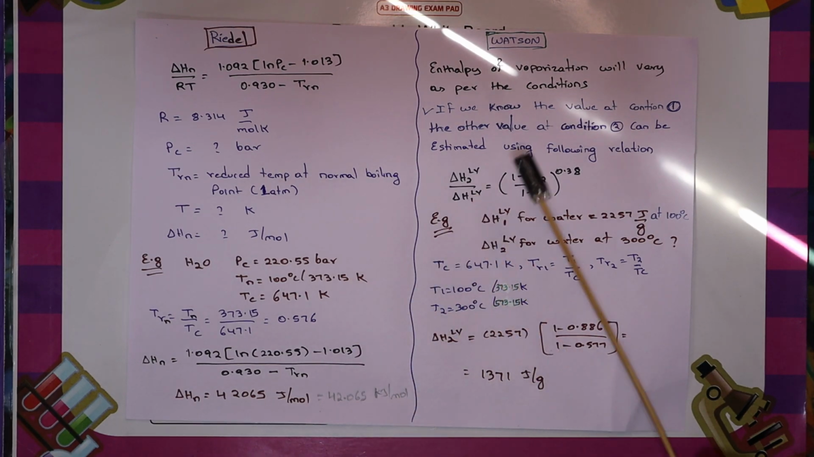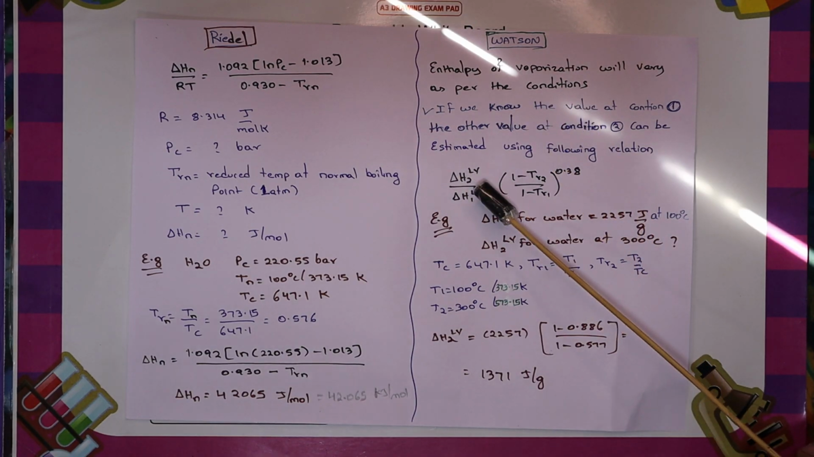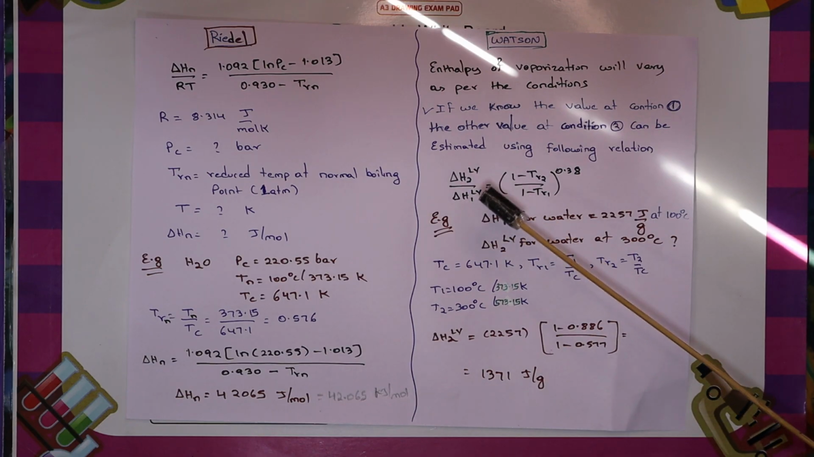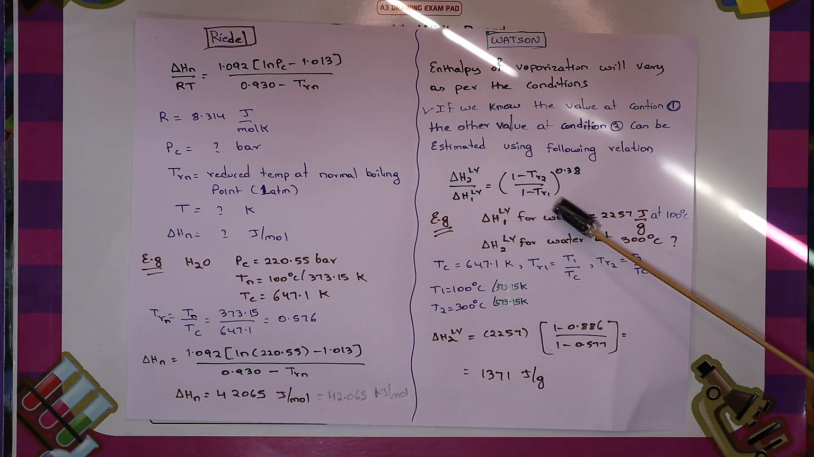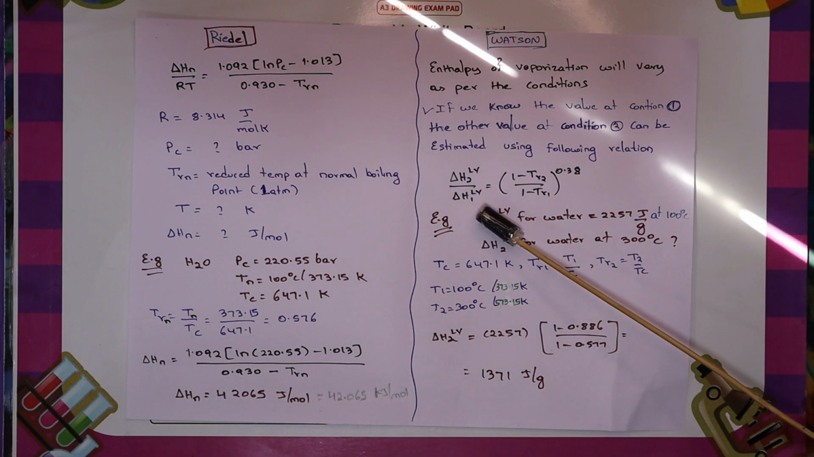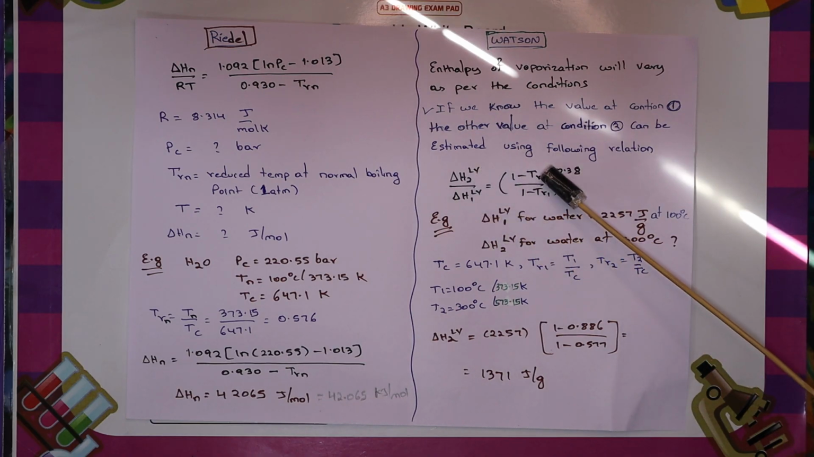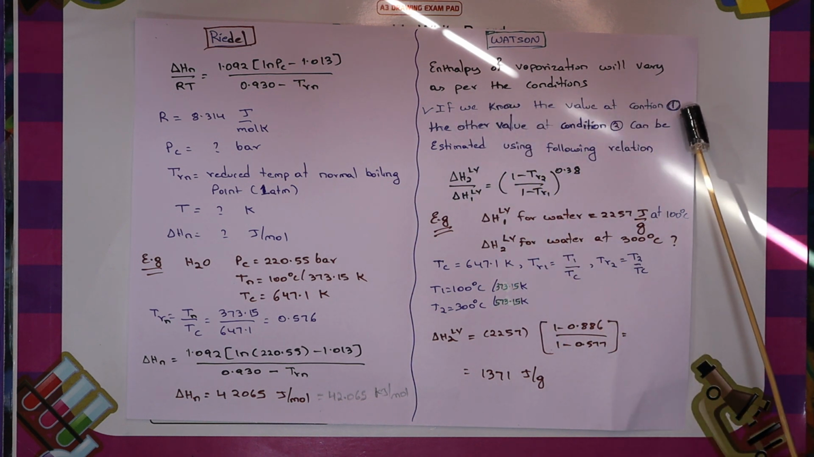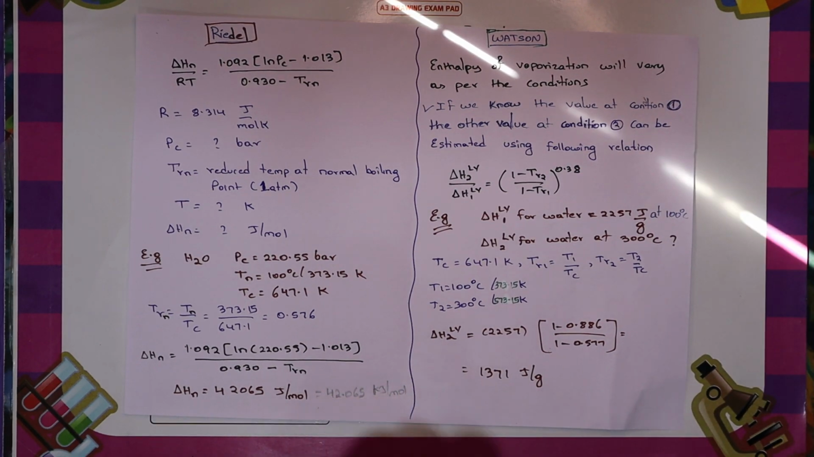Then Watson came up with another method. That means if you know the enthalpy of vaporization at one temperature, you can find the enthalpy of vaporization at another temperature. So you should know one condition in prior. That means at T_r1 you should know ΔH1, so ΔH2 can be calculated at the other temperature. If we know the value at condition 1, the value at condition 2 can be estimated using the following relationship.